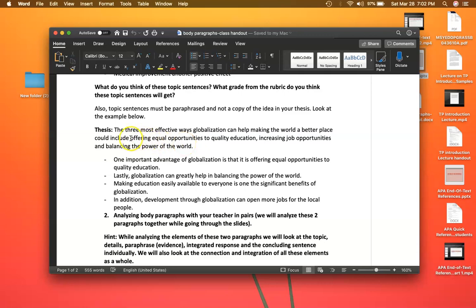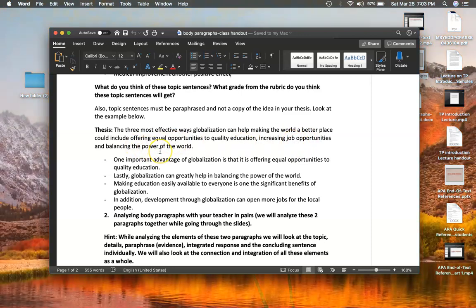The three most effective ways, three advantages in simple English, of globalization helping make the world a better place, could include offering equal opportunities to quality education, increasing job opportunities, and balancing the power of the world. And you can also notice one more time, this is one of the best thesis statement samples.